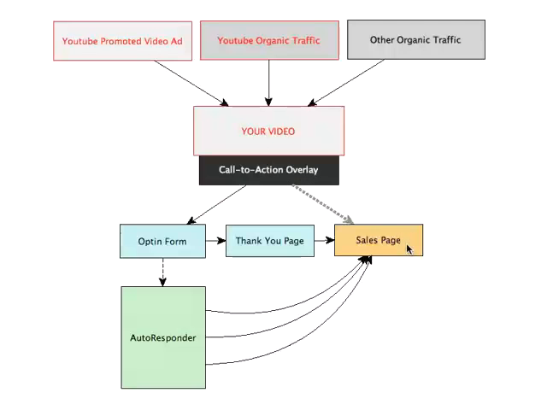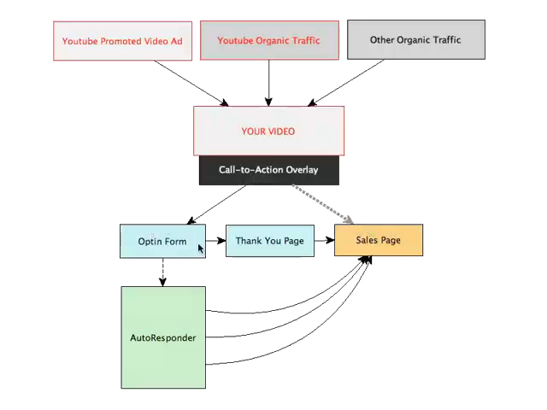For example, if you sell your own product or if you send them to an affiliate sales page and the click takes them straight through, I'll show how to track that. Then I'm also going to show how to track if the call to action overlay sends them to an opt-in form.